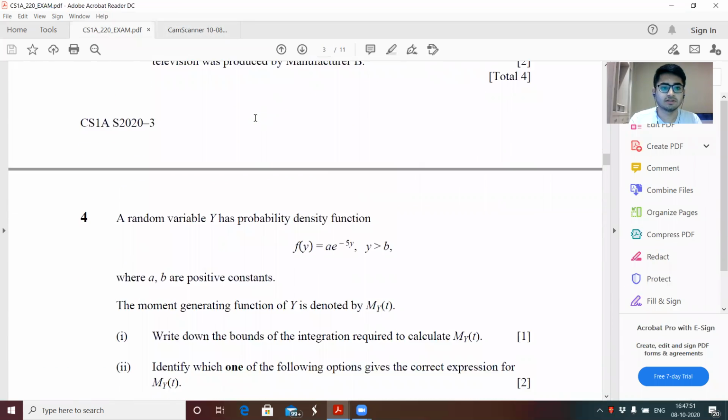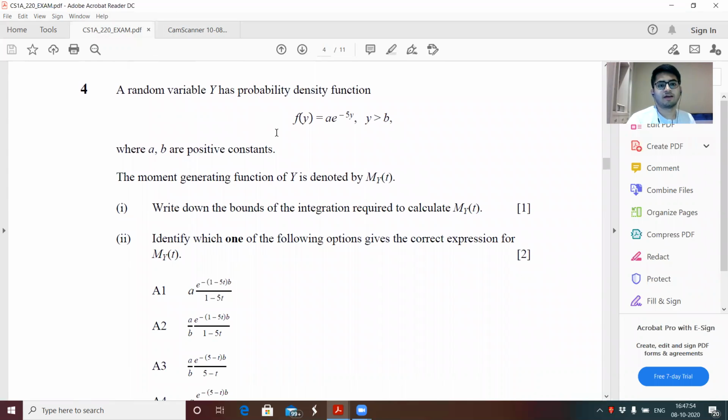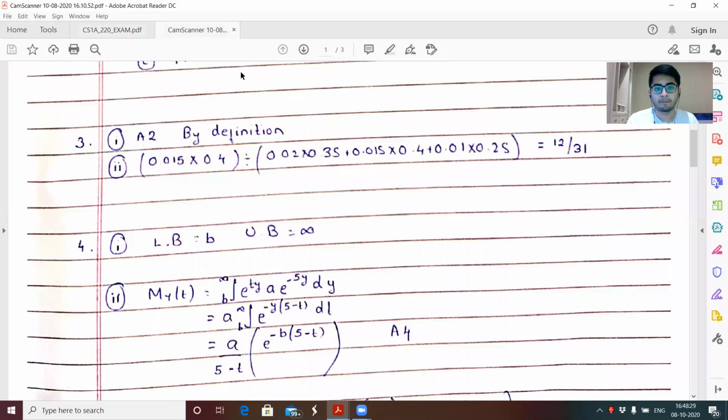Moving forward to question 4. We have been given a probability density function a e to the power minus 5y, where y is greater than b. A and b are given to be positive constants. Write down the bounds of the integration required to calculate M_Y(t). What is M_Y(t)? It is the expectation of e to the power ty, that is the integral of e to the power ty f(y) dy, and the limits are the possible values which y can take. Here y is greater than b, therefore my lower bound will be b and my upper bound will be infinite.